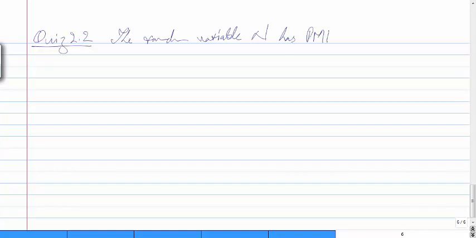Now we come to quiz 2.2, and this quiz says the random variable M has PMF. Okay, the PMF is given to us.